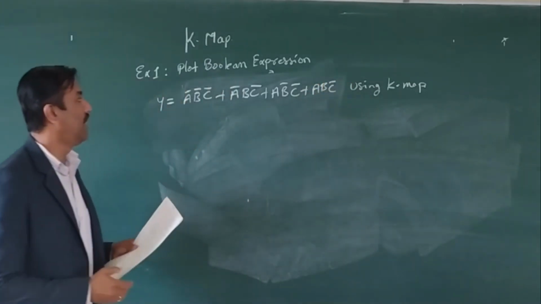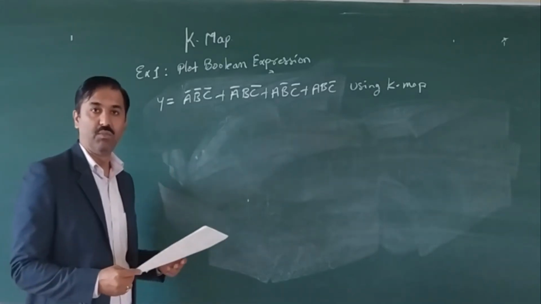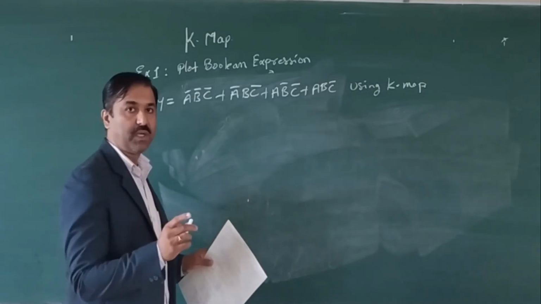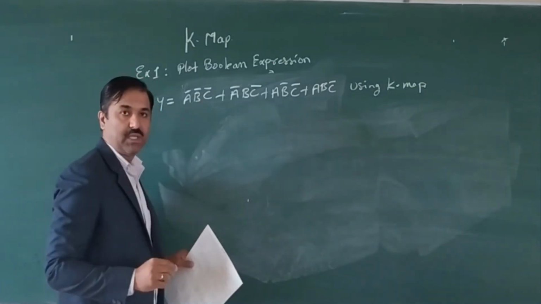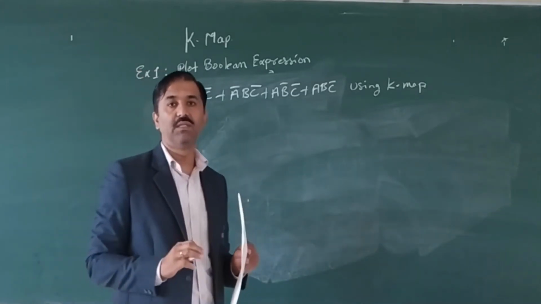So we have four product terms present in this Boolean expression. How many variables are there in this particular expression? 3 variables are there. Obviously it's a 3 variable K-map. So how many cells are going to be there?